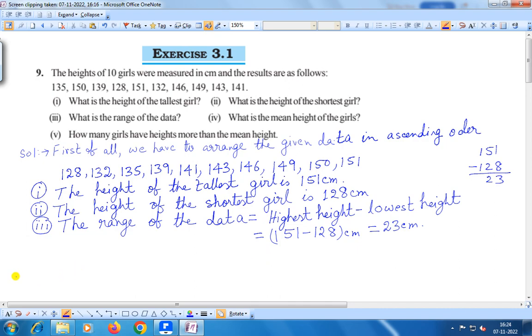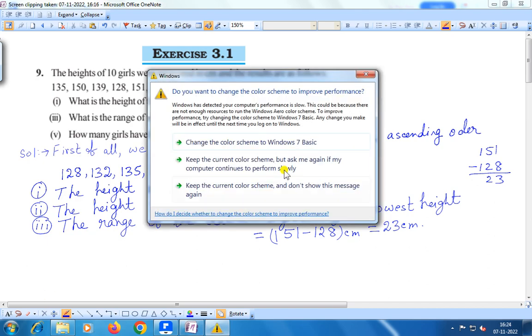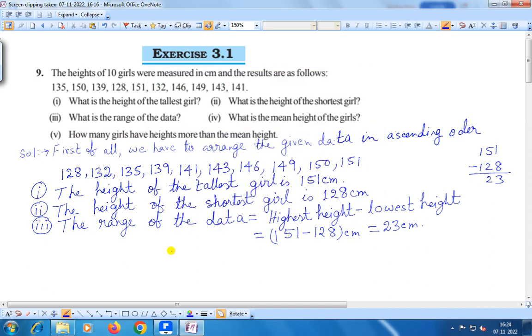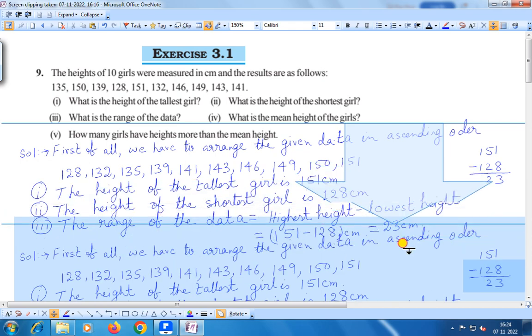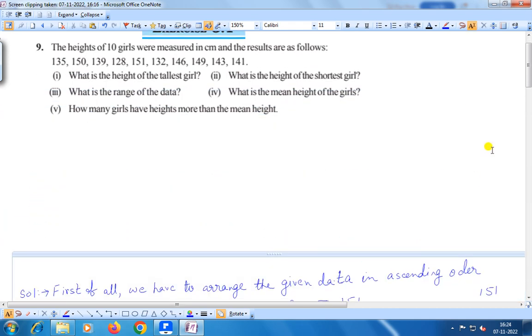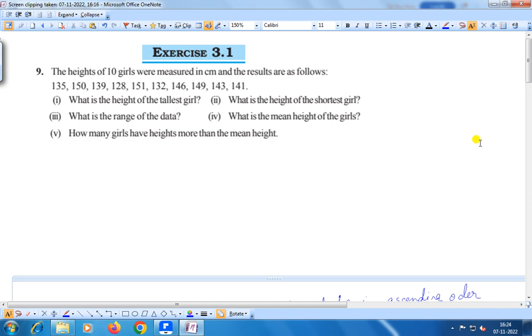Now, question number 4 is, what is the mean height of the girls? You have to find the mean height. Now, let us find question number 4.